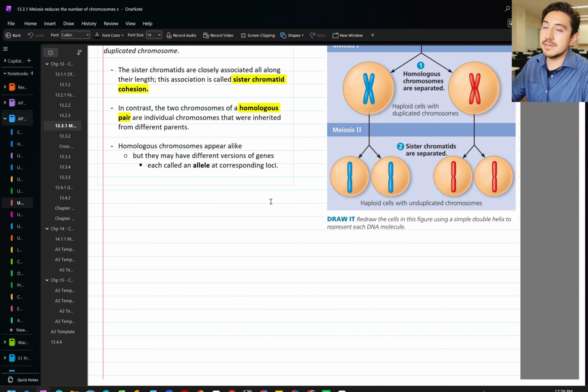Then what happens in meiosis 1 is that the homologous pair will separate into each new cell. And that finishes meiosis 1. And you have meiosis 2 then, where each of these cells will divide again, where the sister chromatids will be separated into individual chromosomes.